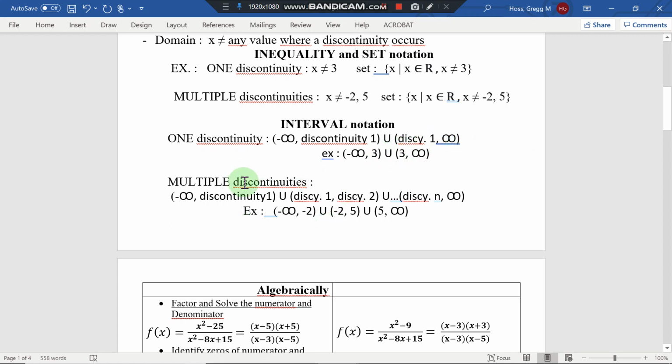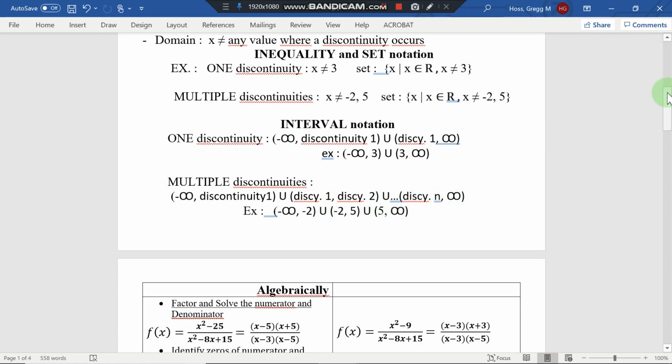For multiple discontinuities, no matter how many there are, we would go negative infinity to the first discontinuity, union with the first discontinuity to the second discontinuity, union with, let's say, the second discontinuity to the third discontinuity, et cetera, for however many there are. And then the last discontinuity would continue on to infinity afterwards. Again, using this second example, negative 2 and 5, the domain would be negative infinity to negative 2, union with negative 2 to 5, union with 5 to infinity.